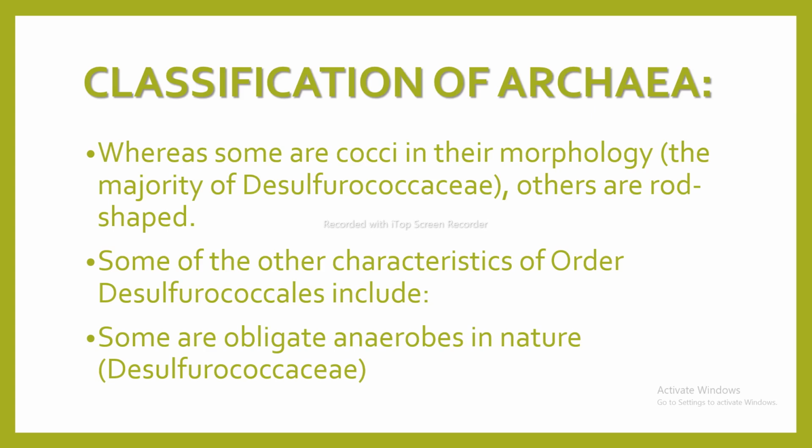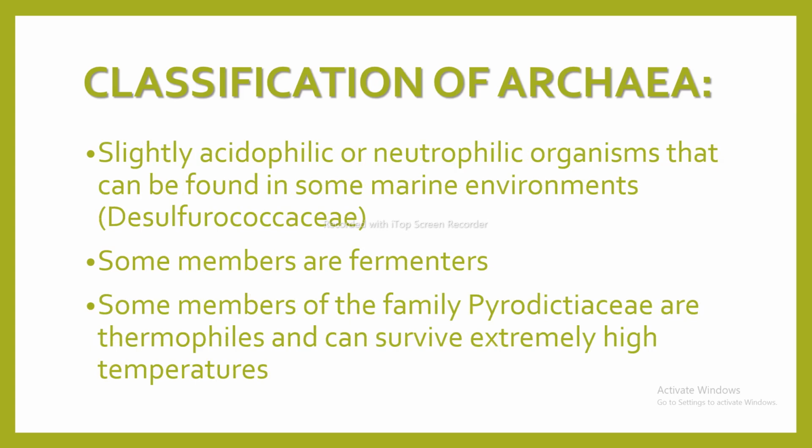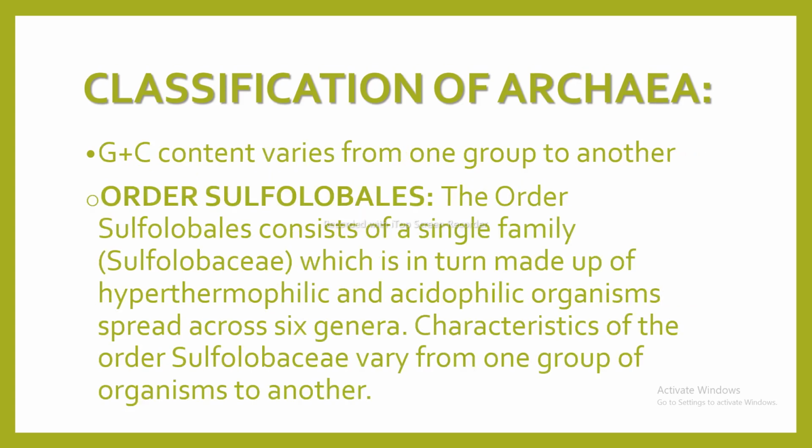So some of the other characteristics of the order Desulfurococcales include: some are obligate anaerobes in nature, slightly acidophilic or neutrophilic organisms that can be found in some marine environments. Some members are fermenters, and some members of this family, Pyrodictiaceae, are thermophiles that can survive extremely high temperatures. G plus C content varies from one group to another.